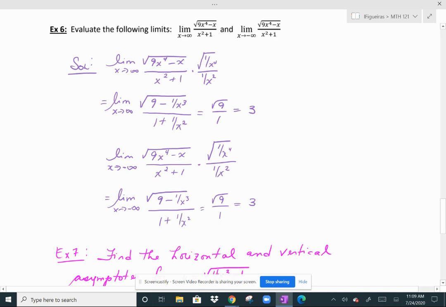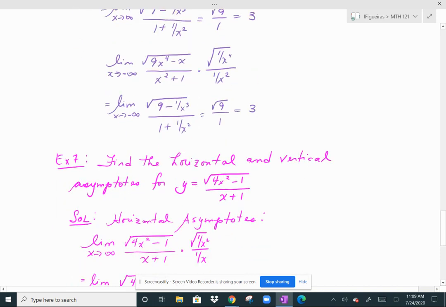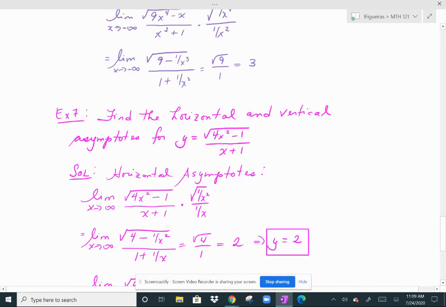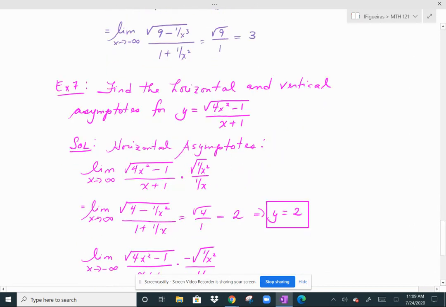Now, in this next example, I have another radical, but my behavior is going to be a little bit different because here I have a second degree polynomial, but here I just have a first degree polynomial. So let me show you how things will work out a little differently. So here I'm going to look for a horizontal asymptote. I'm going to take my limit as x approaches infinity.